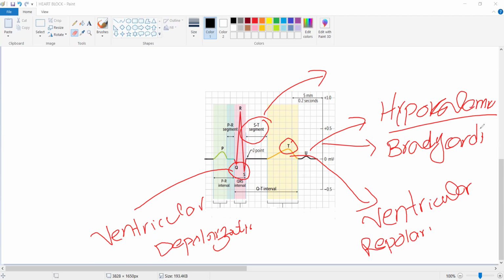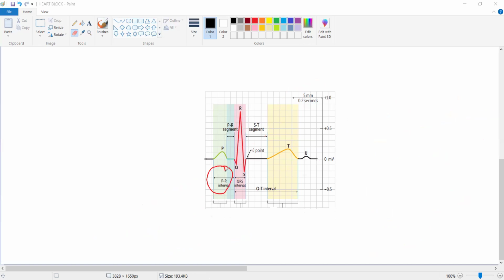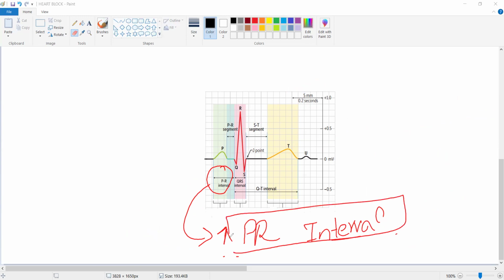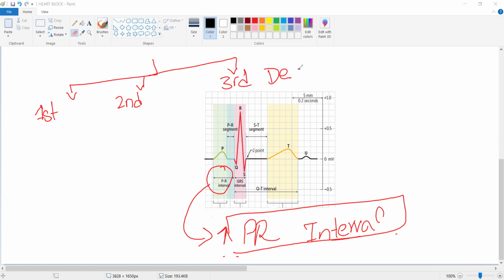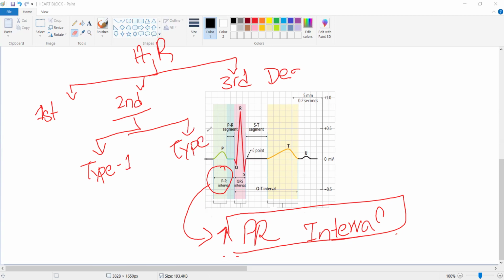So the PR interval is important. The PR interval is increased in heart block, right? So the heart block is divided into three types: first degree, second degree, and the third degree heart block, right? And second degree is further divided into two types: type 1 and type 2. Okay.